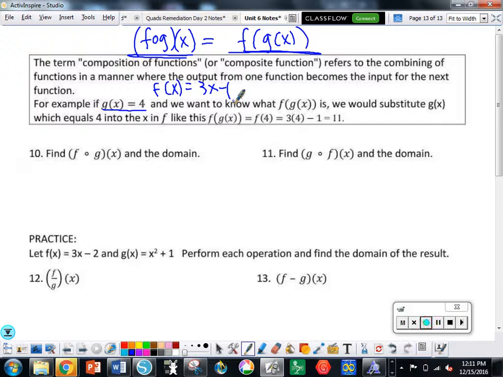So for example, if g of x equals 4 and f of x equals 3x minus 1, what would f of g of x be? This is just some massive substitution question. I'm going to take the g function and plug it into the f function. So this is what the composition looks like. If I substitute this with the function, it would look like that, right? And then everywhere on the f function that there is an x, what do I do? Plug in a 4, so it would be 11.